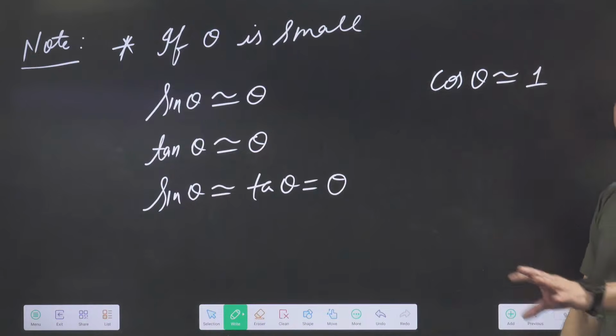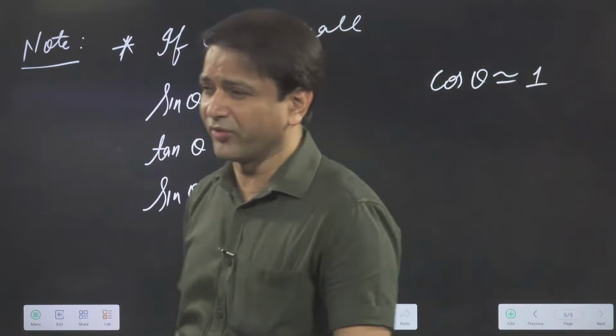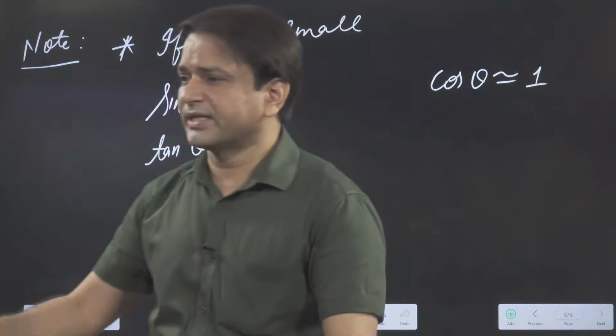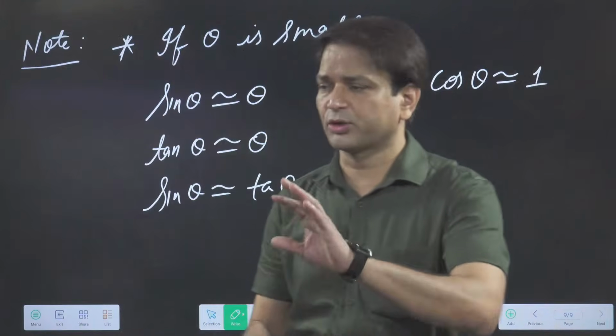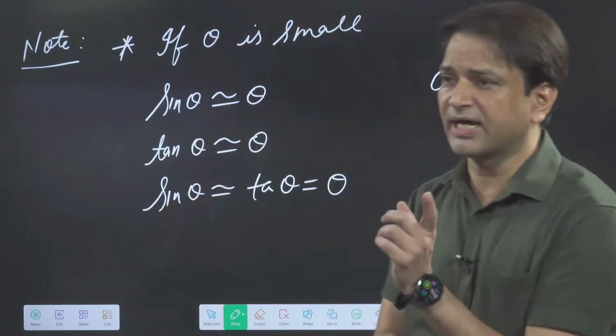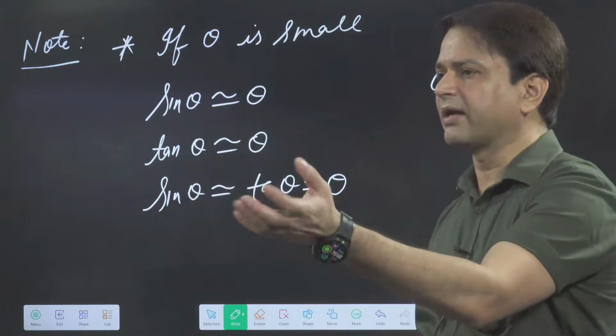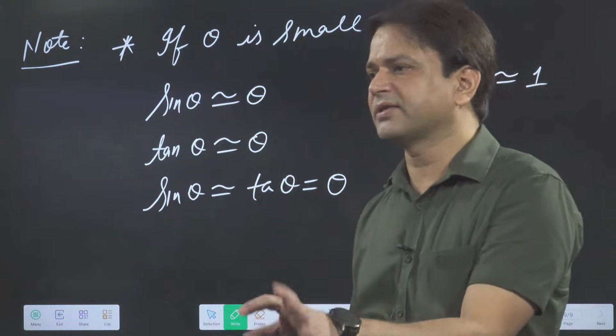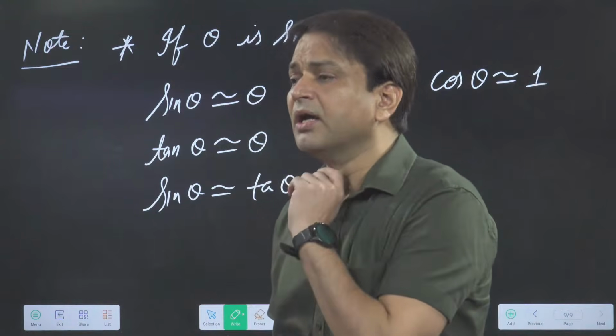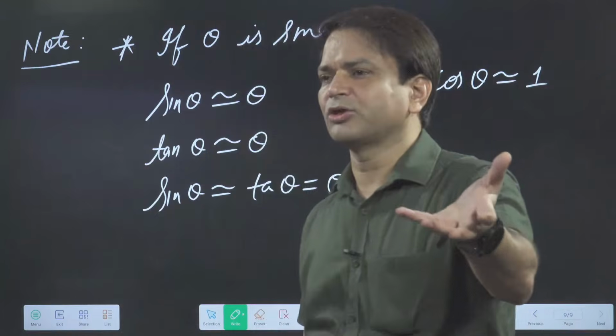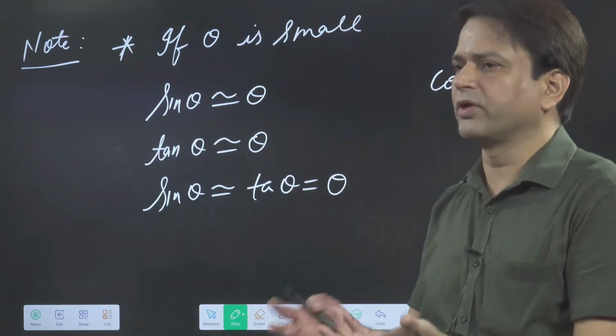This approximation we are using in so many places, in SHM, in waves. Many derivations also use this approximation. When theta is small, then sin theta can be taken as theta, or tan theta can be taken as theta. So either sin theta you find or tan theta you find, both will be nearly equal.